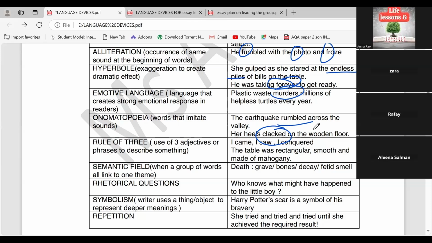This is what the students do, right? Don't do that. That is something that spoils your writing. Okay, we come to the next rule of three.